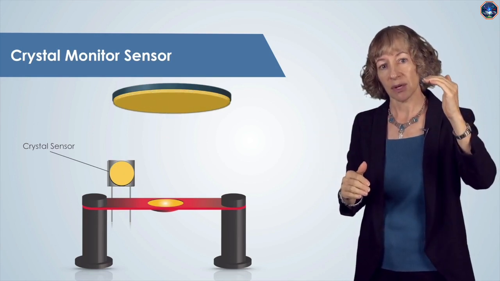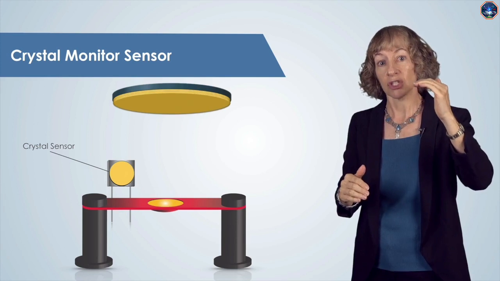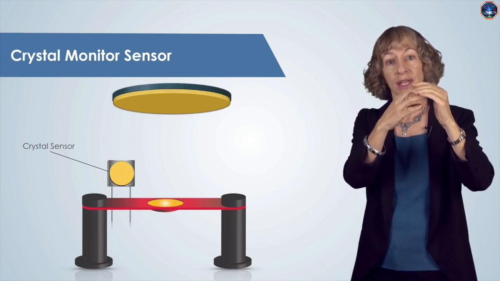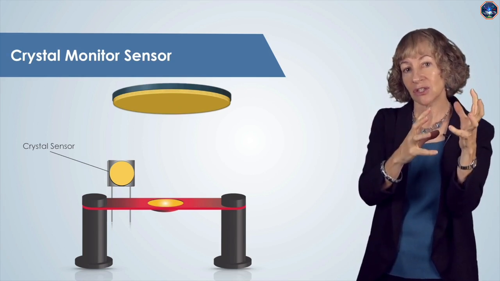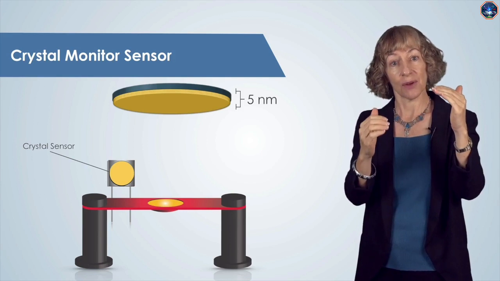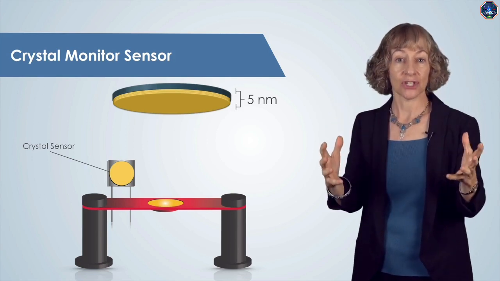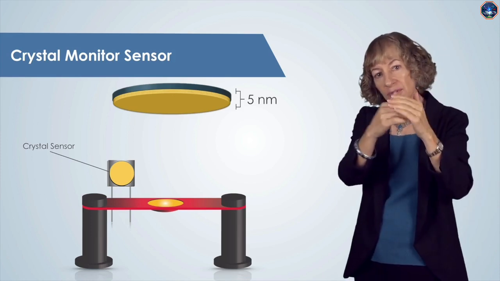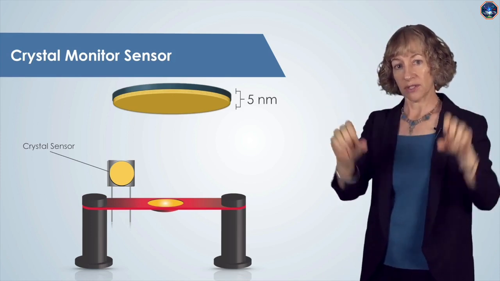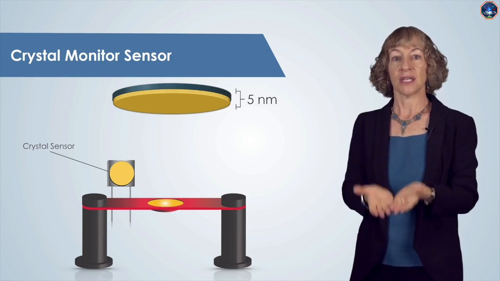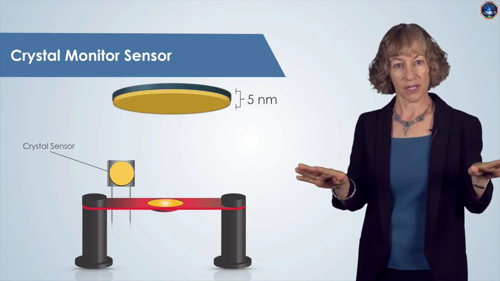This crystal sensor vibrates, and the vibration frequency changes as the film is deposited onto the crystal, enabling us to sense this change in vibration and calculate that deposited film thickness as the deposition is taking place in real time. When the desired thickness is reached, we stop the flow of electrical current through the boat, which stops the heating of the source and halts the deposition.